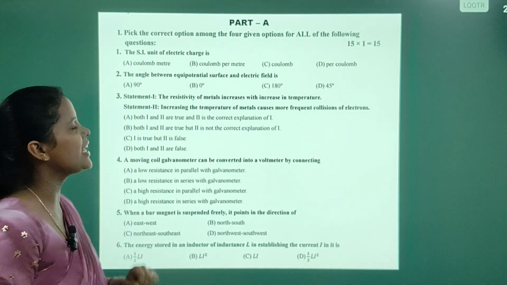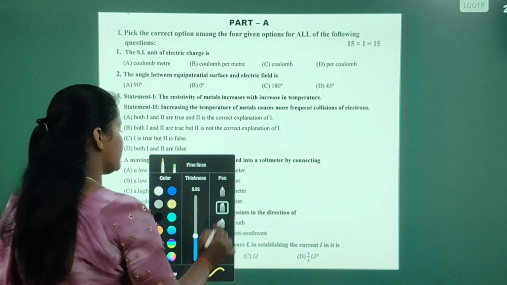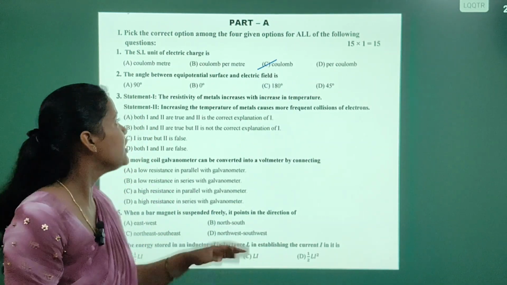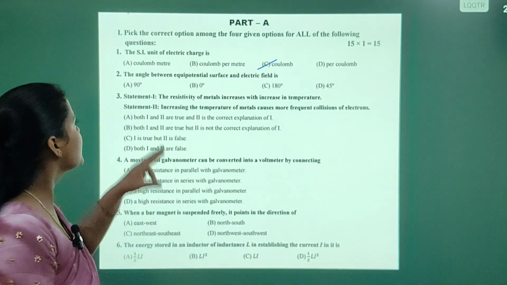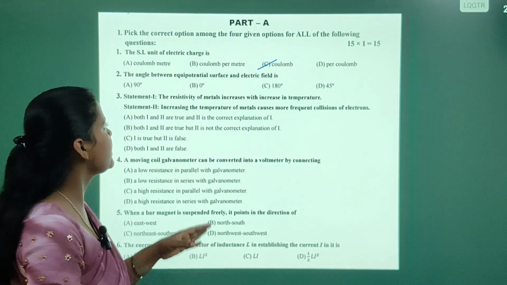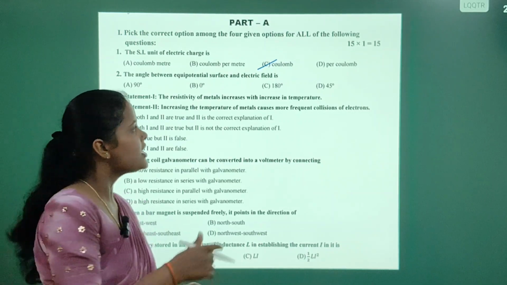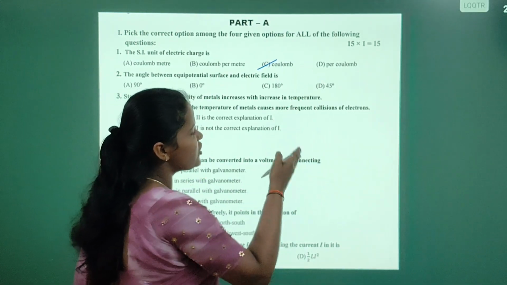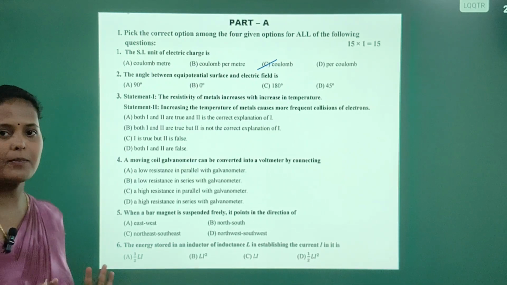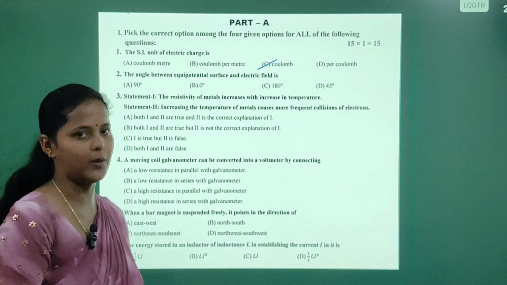The SI unit of electric charge is... Very easy question. The SI unit of electric charge is nothing but Coulomb. So, what is Coulomb meter? The Coulomb meter is the SI unit of charge into length. In the same way, Coulomb per meter is the SI unit of charge per length. In the same way, per Coulomb is the SI unit of 1 by charge. Here the correct answer for the first question is Coulomb.